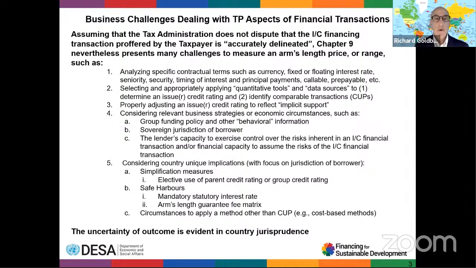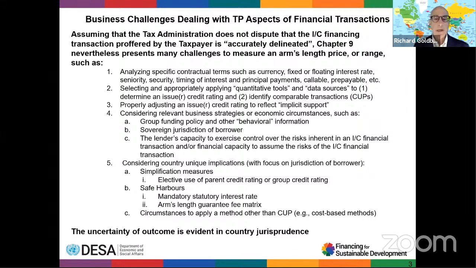Item 3, properly adjusting an issuer credit rating to account for implicit support poses a major challenge, especially for non-investment grade borrowers that are not core or highly strategic. The table in section 9.8.11 is useful as a general guide, but only gets us so far. So items 1 through 3 are necessary blocking and tackling items required to be addressed in every situation to test the pricing of an intercompany financial transaction.